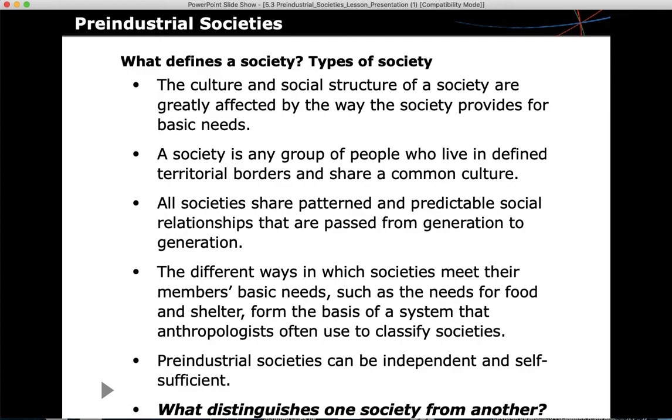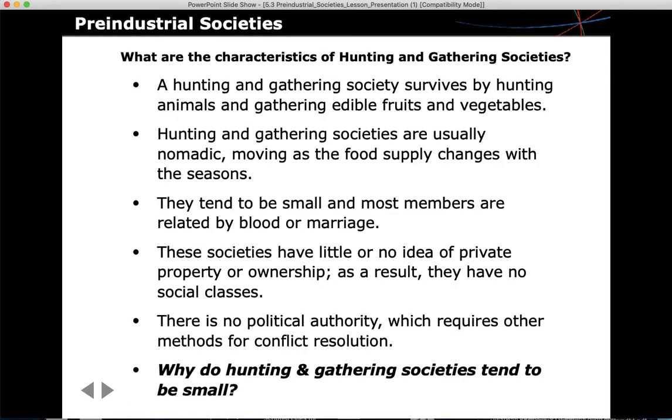Reading progress check. Identifying. What distinguishes one society from another? Hunting and gathering societies. Guiding question: what are the characteristics of a hunting and gathering society? The hunting and gathering society survives by hunting animals and gathering edible fruits and vegetables. Though this is the oldest solution to the problem of meeting subsistence needs, few hunting and gathering societies remain today.